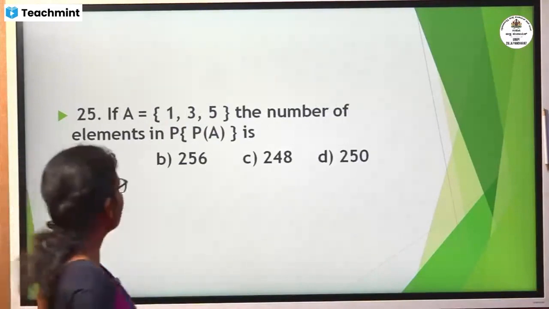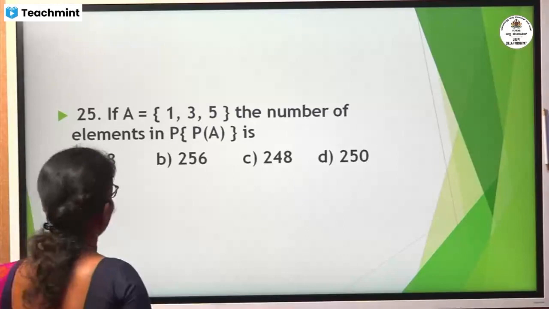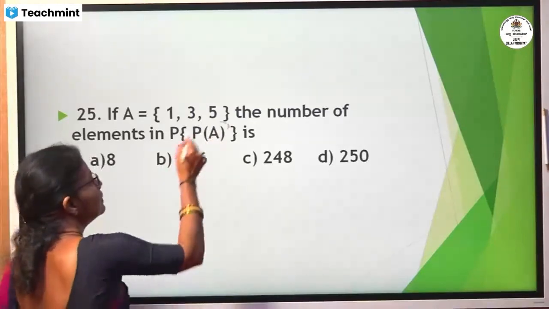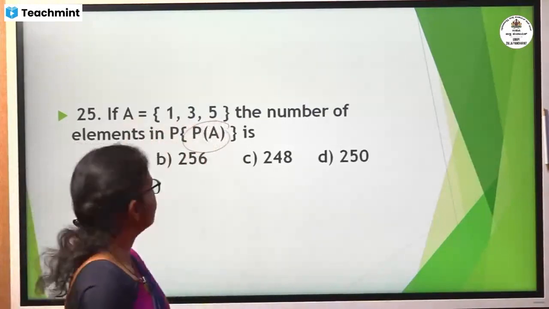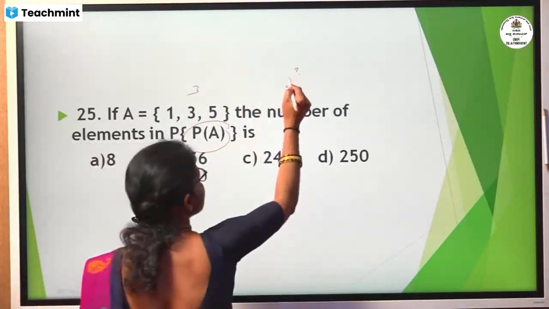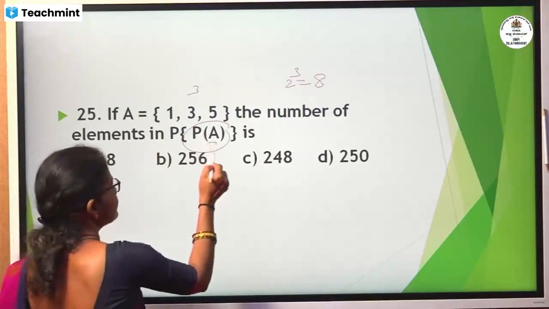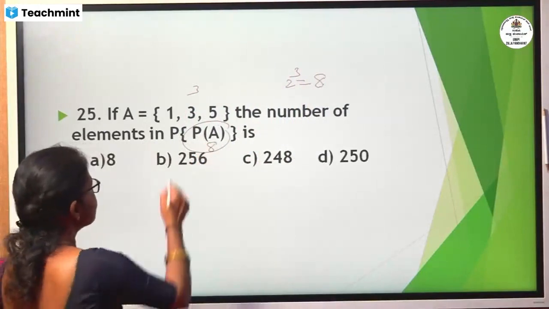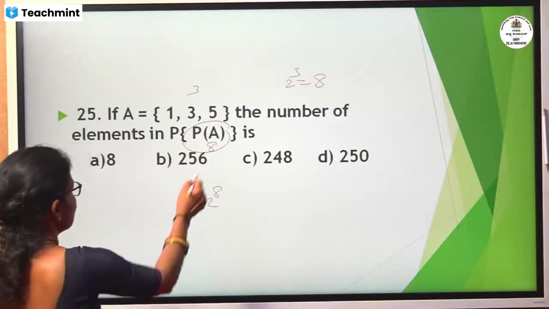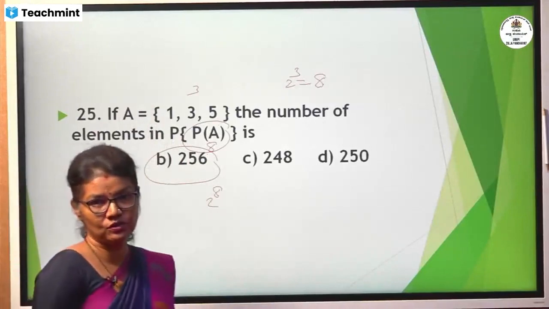Question number 25. If A is equal to the set containing 1, 3, 5, number of elements in P of A. Now, consider P of A, the power set of A. Set A has 3 elements. So number of subsets 2 power 3, that is 8. So P of A has 8 elements. Now, it is P of P of A. So again 2 to the power 8. So we'll get 256 as the answer. Option B holds good.